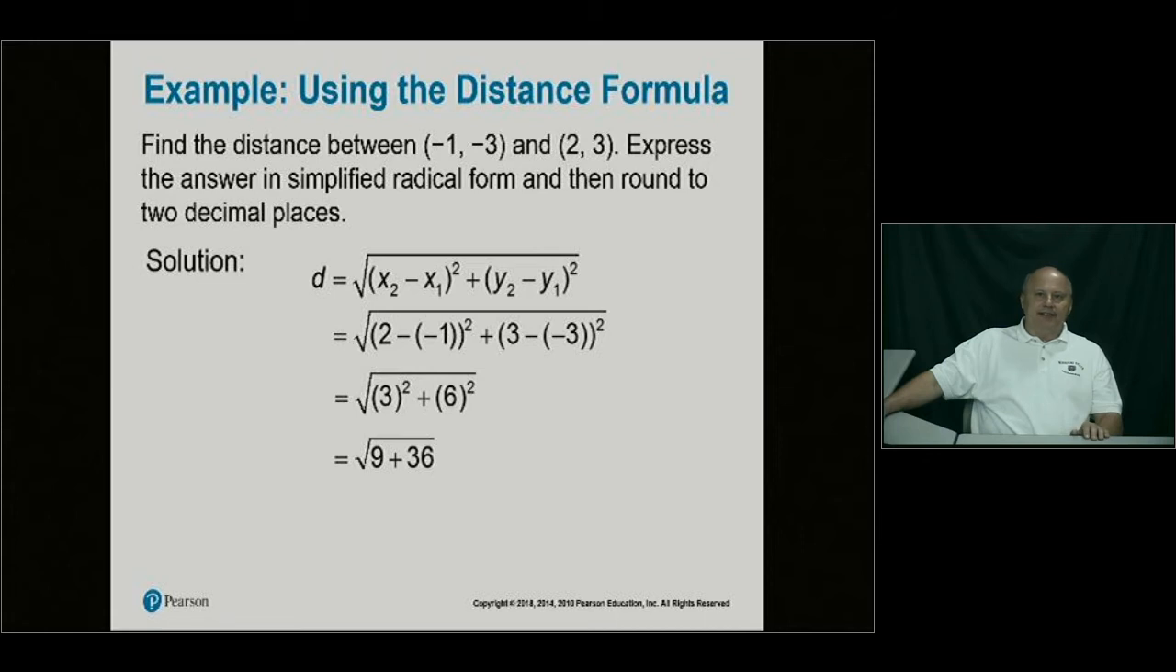9 plus 36, because 3 squared is 9 and 6 squared is 36, and that's the square root of 45. And the square root of 45, you break that up into 9 times 5, so you can take the square root of 9 and get 3, so 3 root 5. And notice the final answer is not 9, is it? It's 6.71. If you take the square root of 45, it's between 6 and 7, and it's about 6.71 to the nearest hundredth, and I said round to 2 decimal places.